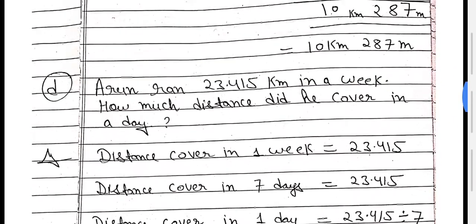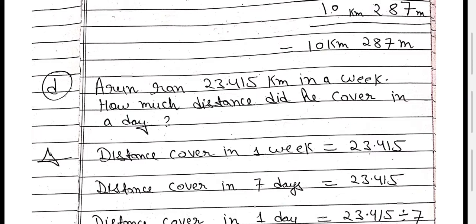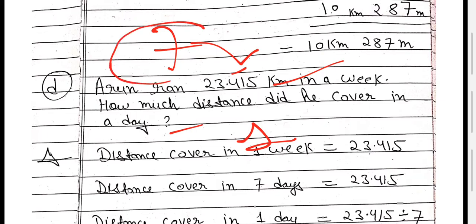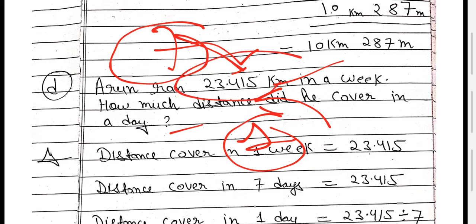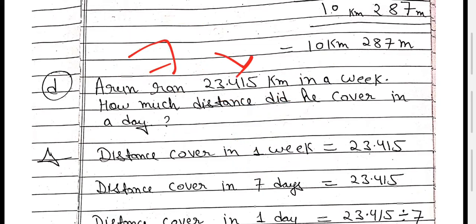Now Arun ran 23.415 kilometer in a week. How much distance does he cover in a day? In a week means 7 days he covered this much distance, in a day means 1 day. So now just compare, in 7 days he covered this much distance, in 1 day he will cover this much or less than this or more than this. Obviously in 1 day he will cover less than this distance, because in 7 days he covered this much distance. So in 1 day he will cover less than this, so for less than you have to do divide.